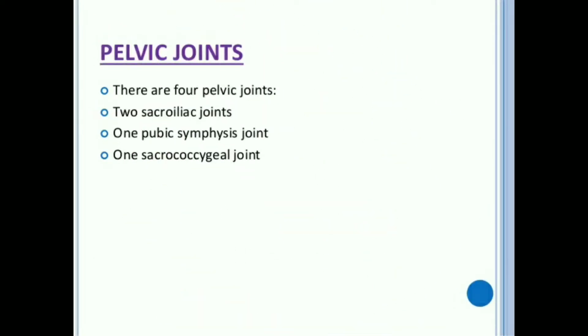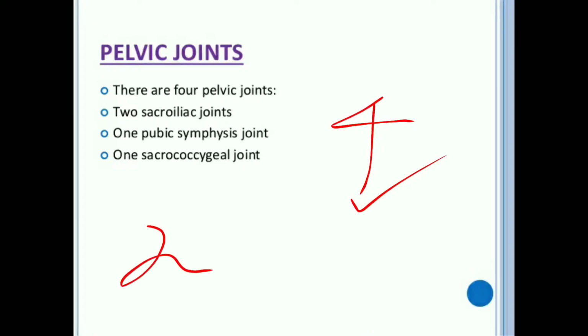Then comes our pelvic joints. I have told you there are in total 4 pelvic bones and 4 pelvic joints. The 4 pelvic joints are 2 sacroiliac joints, 1 pubic symphysis and 1 sacrococcygeal joint. Let's study.